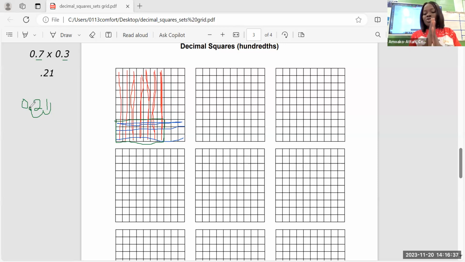Now let's quickly look at division, how to divide decimals using models. Okay, so let's go to the division. All right, guys, now let's see how to divide a decimal. I hope I'm sharing my screen now.